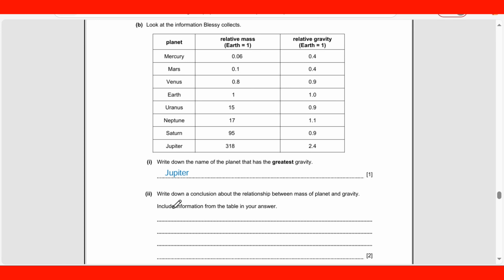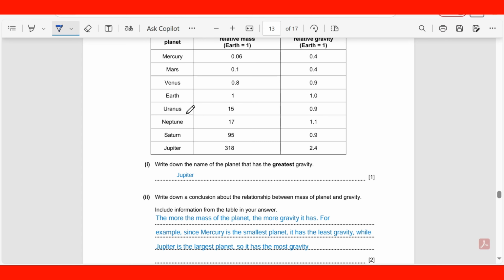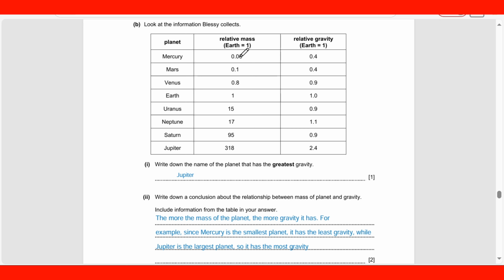Okay, now part 3. Write down a conclusion about the relationship between the mass of a planet and gravity. Include information from the table in your answer. Are you done with the answer, guys? If you need some more time to think, please pause this video. Well, here's the answer. The more the mass of a planet, the more gravity it has. For example, Mercury is the smallest planet and it has the least gravity here, while Jupiter is the largest planet and it has the most gravity.